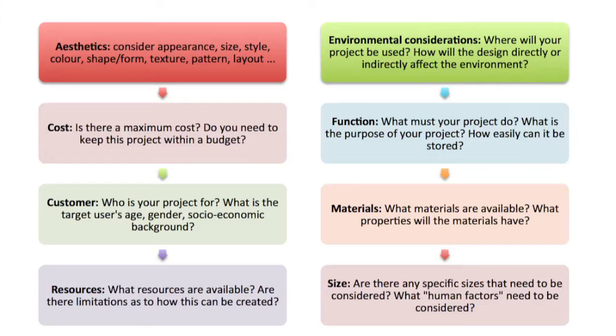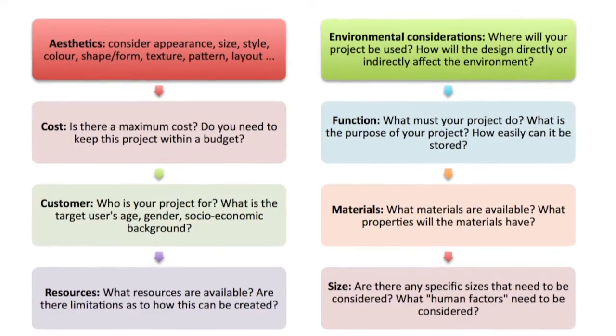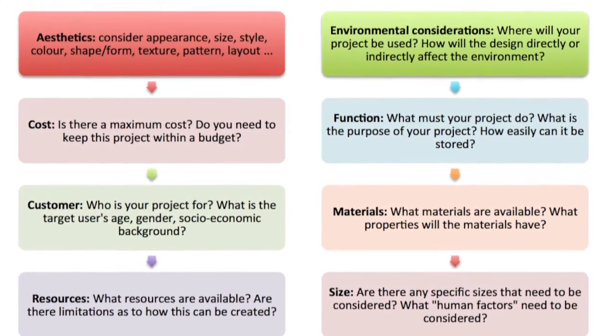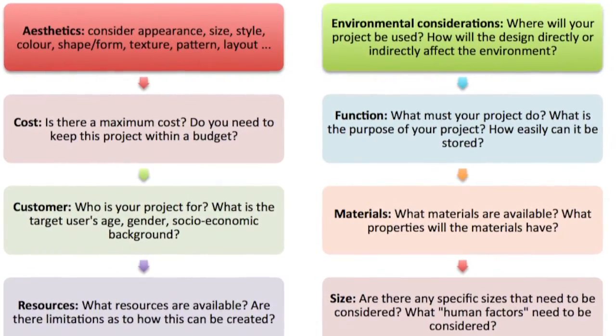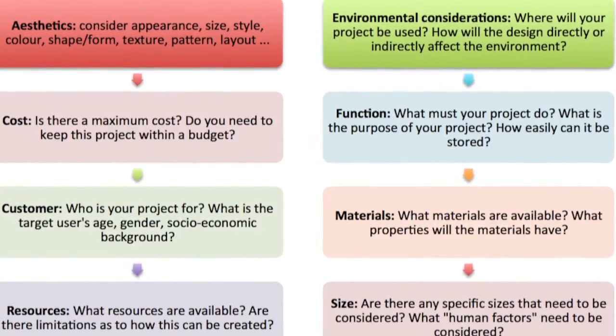How will I know when I've achieved my goal? And how can I judge the quality of my product or outcome? Start with considering the following options: aesthetics, cost, customer, resources, environmental considerations, function, materials, size.